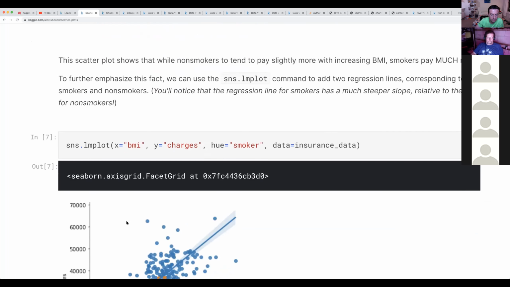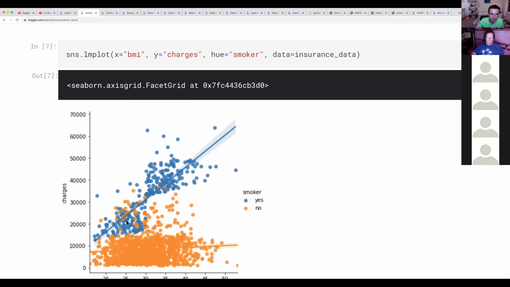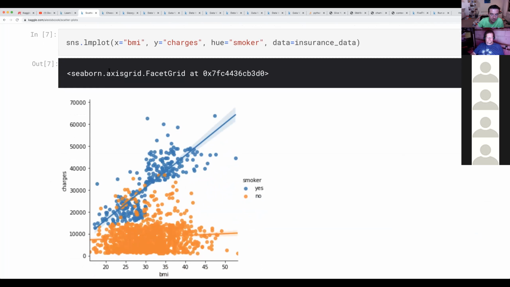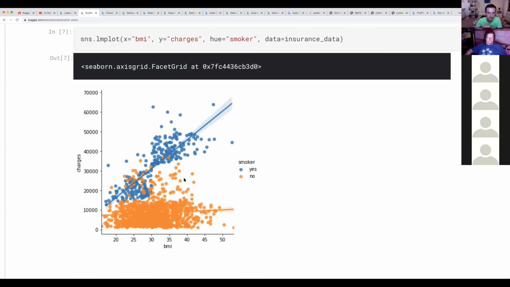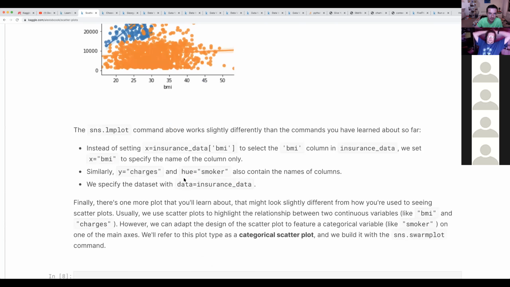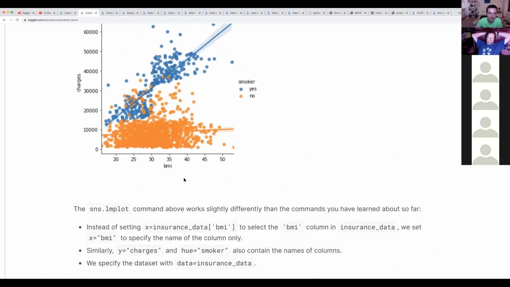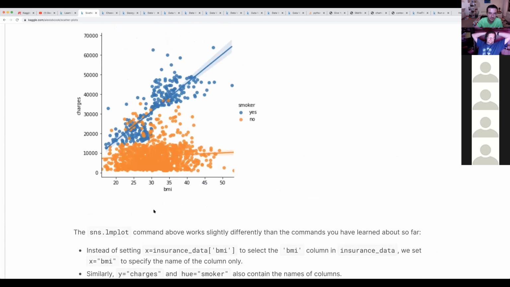Then if we want to use this regression line for two populations, we have this LM plot. You can see the orange one is not as steep as the one for the smoker. So the steep line here means that the higher the BMI for you, the more charges, or maybe the more visits you'll have to the doctor. There's an interaction between smoking and BMI there.